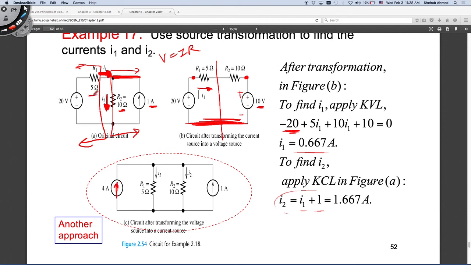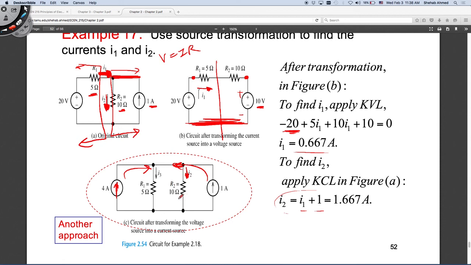I take the same 5 ohm resistor and put it in parallel here, right? And now I have two current sources with 2 resistors in parallel. I want to find the current in this branch. How would I find it? Current divider rule. 4 amp is coming into the node, 1 amp is coming into the node, and what's coming out of the node is either going to go in this resistor or the other.